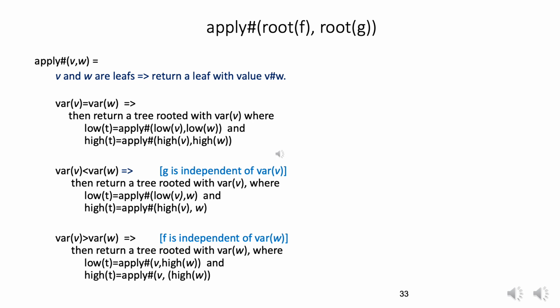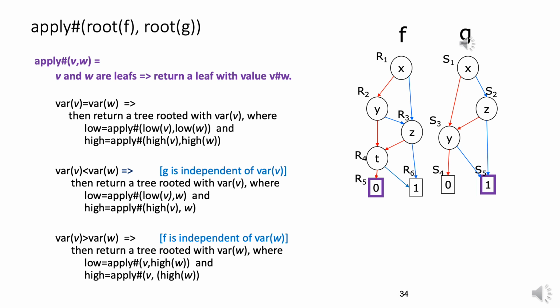The procedure receives two nodes in the two BDDs, and initially these are the nodes for the root of f and the root of g. So here's the recursive procedure apply, where hashtag stands for any binary Boolean operator. When both parameters are leaves, we just apply the Boolean operator on the value of these leaves and return a leaf with that value.